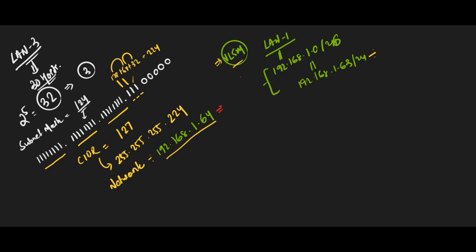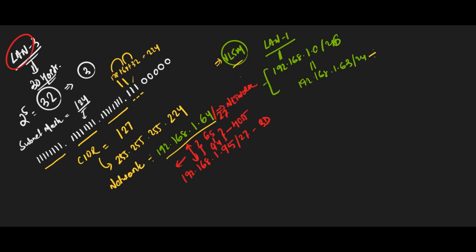So this is my new network address for LAN 3, 192.168.1.64/27. What is the range from this? Because we are using 32 addresses, the broadcast address will be 192.168.1.95. Out of these, from 65 to 94, you can use it for your hosts.